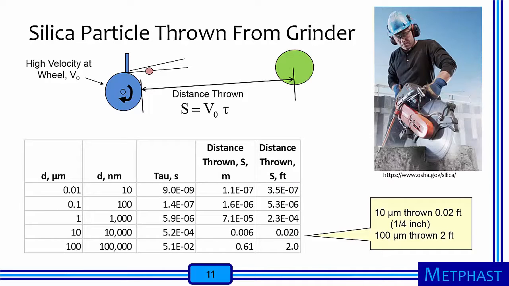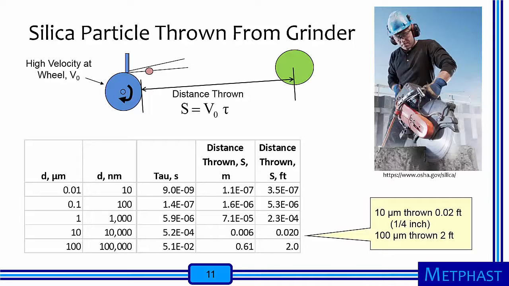So now we can use these relationships to compute something a bit more related to occupational health, such as how far will a silica particle be thrown from a grinder. Going back to the same table that we used previously with particle diameter in micrometers and nanometers in the first two columns, the middle column shows particle relaxation time, tau, in seconds. The last two columns show the distance thrown, or stopping distance, in both meters and feet. Small particles relax very fast. It's only until we get to the largest particles where we get appreciable movement.